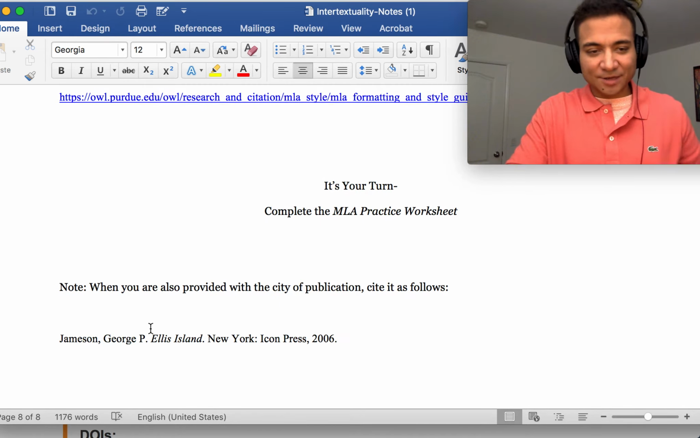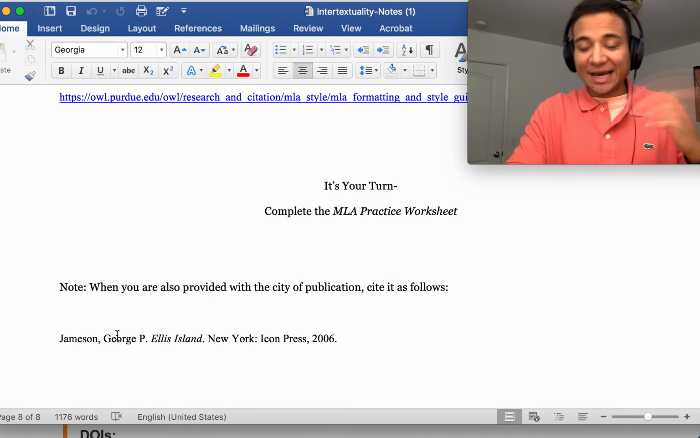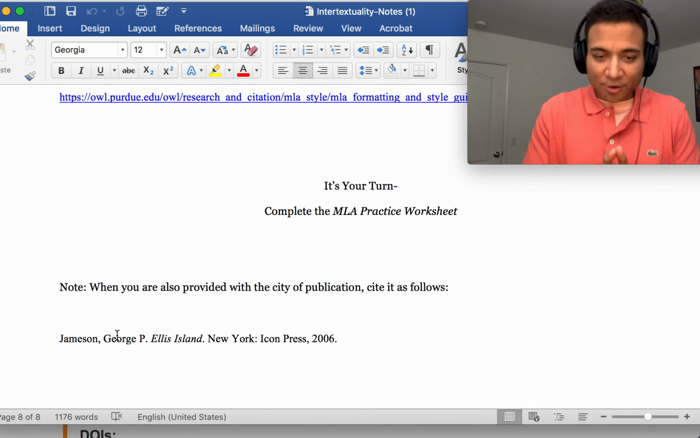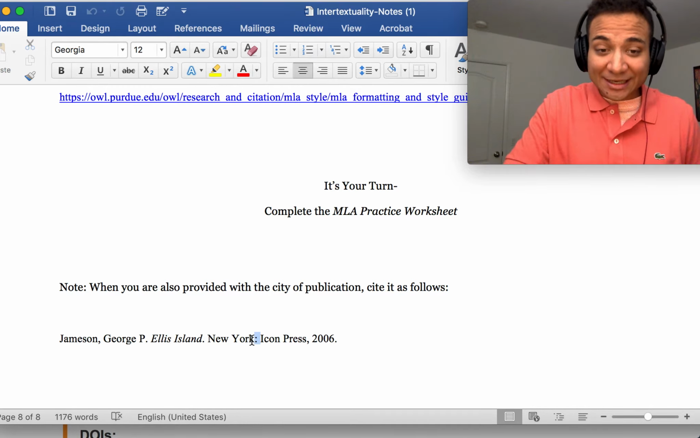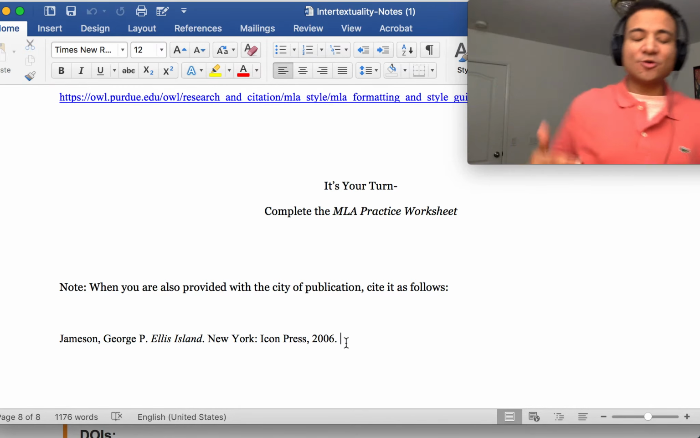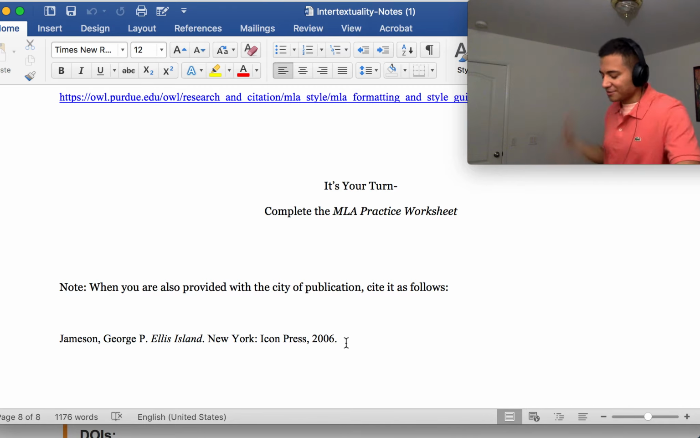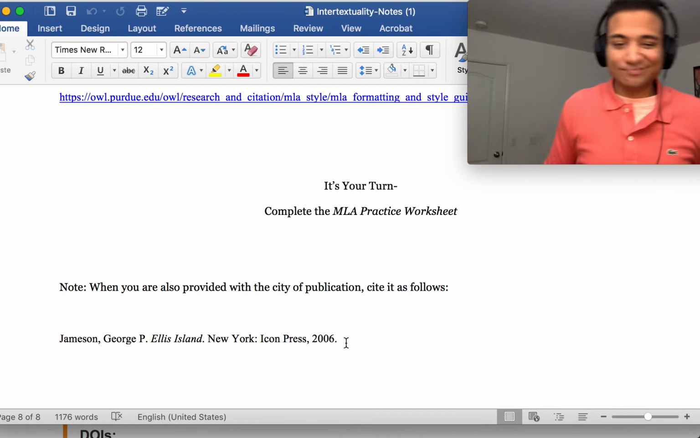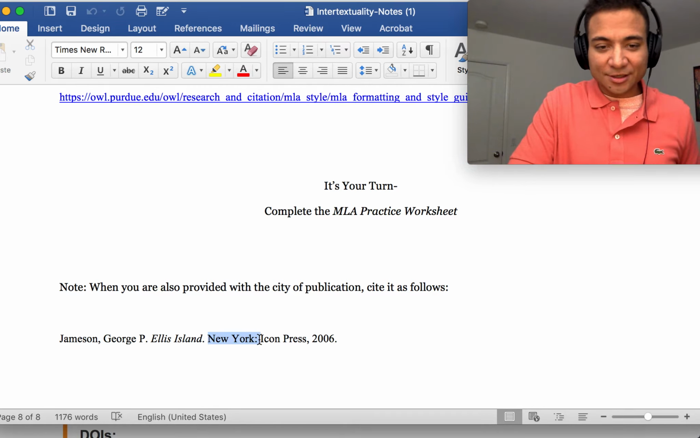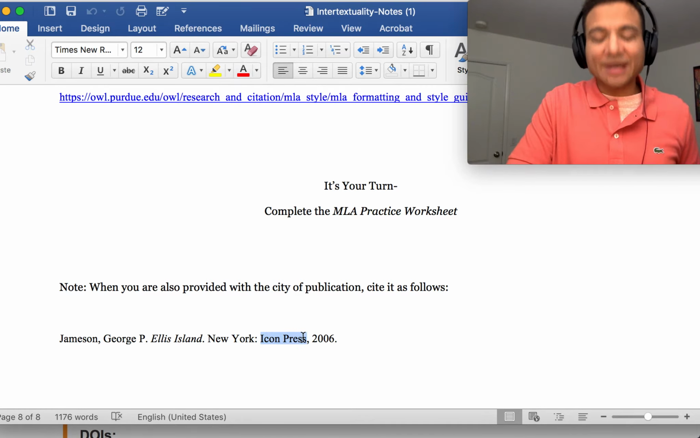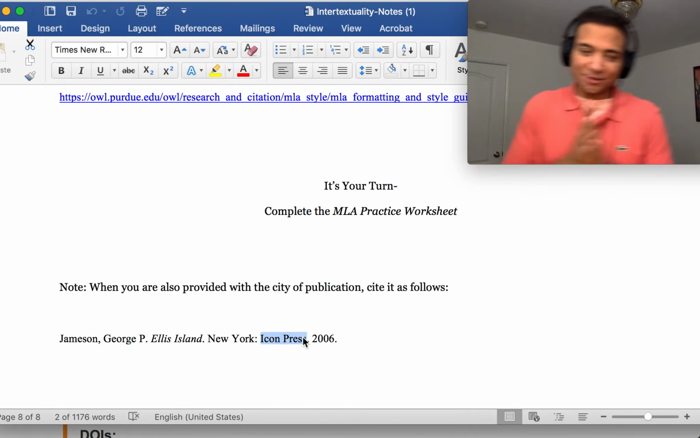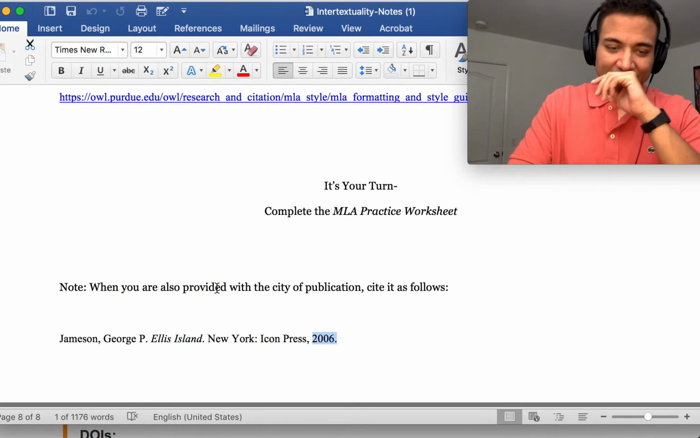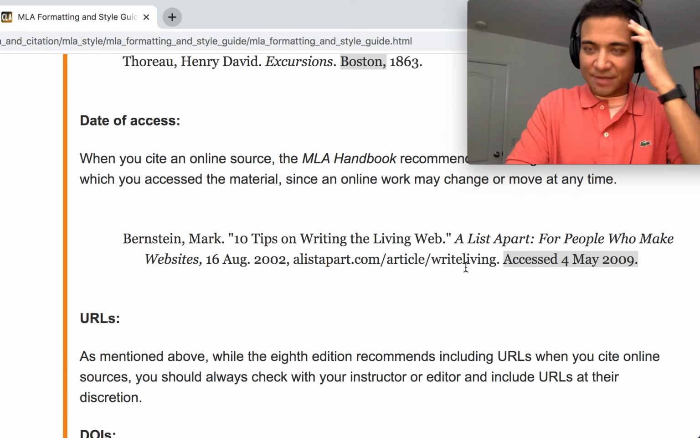Author Jameson, comma, George P. Period. Ellis Island, the book. We're told where it was published, the city, so New York, and then it's a colon, and then it's the name of the publisher. The rationale to help you remember this is: where was it published and by whom? It's a good way to remember. So where? New York. Colon, by whom? By Icon Press. That's the name of the publishing house. When was it published? 2006. So just make that little mental note.